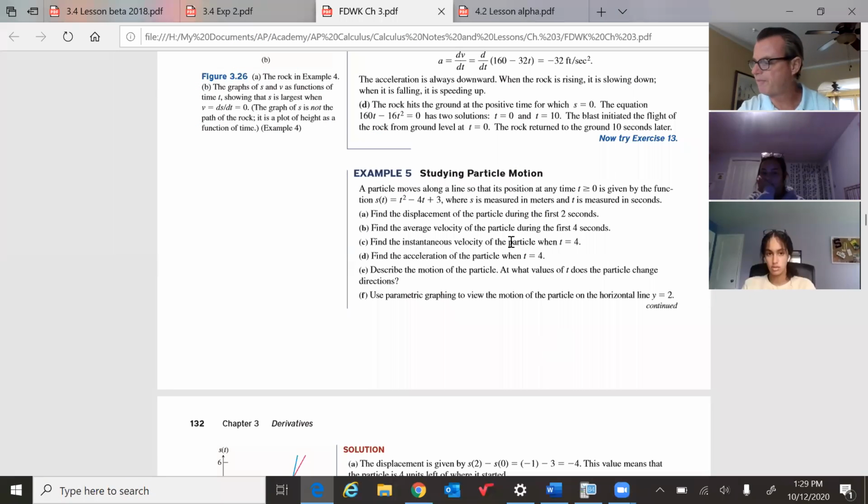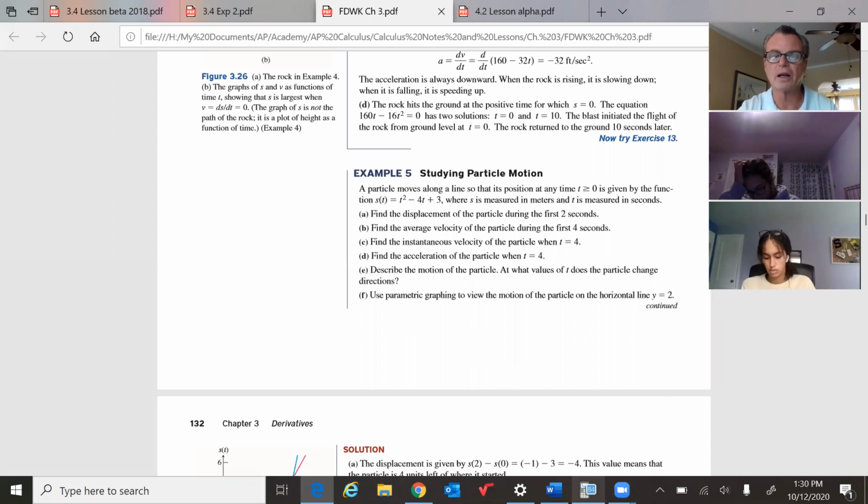So this is the bottom of page 131 in your book, example 5. It tells you a particle moves along a line so that the position when the time is 0 or greater is given by this function, where S is in meters and T is in seconds. And they have 6 questions that follow that. We're going to do this together.